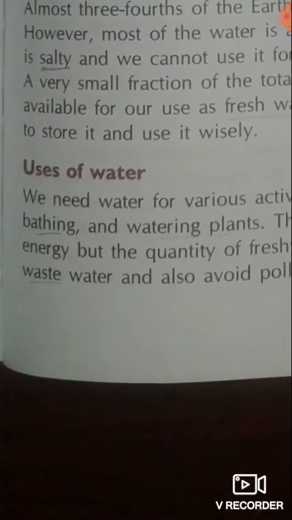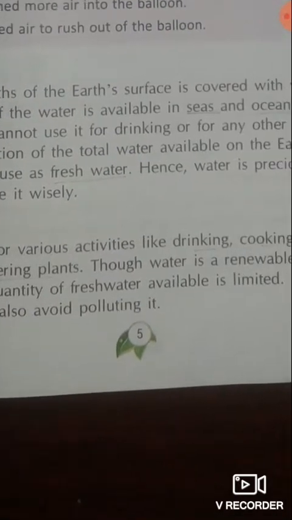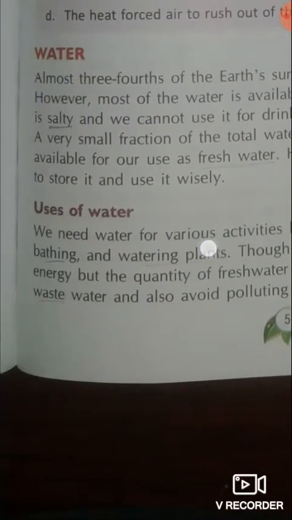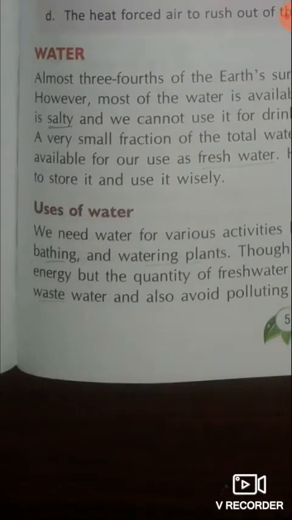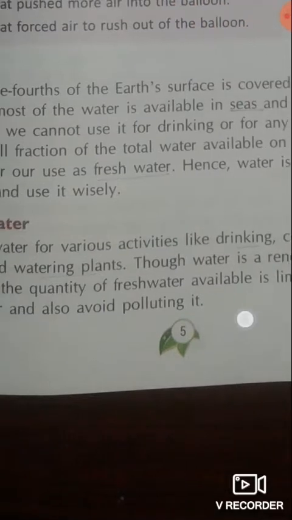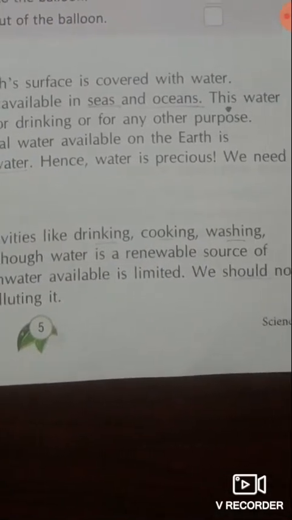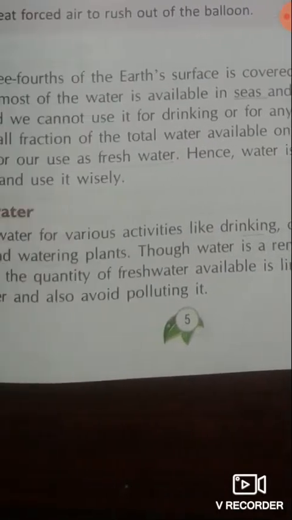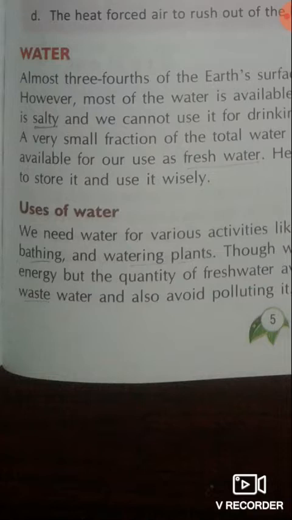Don't waste water. Uses of water. We need water for various activities like drinking, cooking, washing, bathing, watering plants, and so on. Though water is a renewable resource, the quantity of fresh water available is limited. Very little useful water is there. We should not waste water and also should not pollute the water.